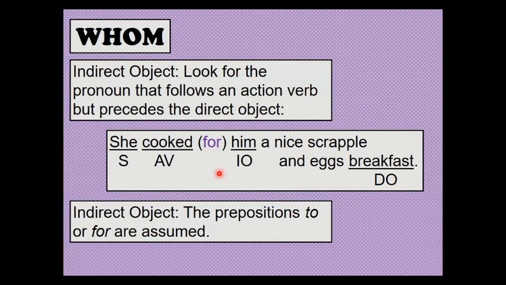Another example, if I have, she cooked him a nice scrapple and eggs breakfast. Well, the reason I get to use the word him is it's the indirect object. Remember, the indirect object we're saying is she cooked what? Breakfast. For whom? For him. And therefore, it's the indirect object. Remember, in an indirect object, the word to or for, those prepositions are assumed. They're implied. They're not really in the sentence.